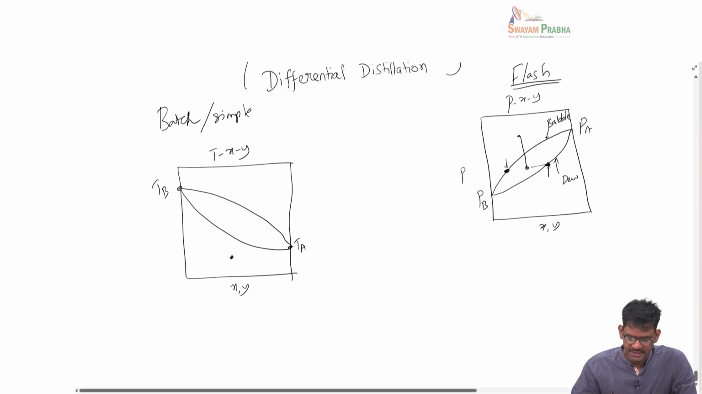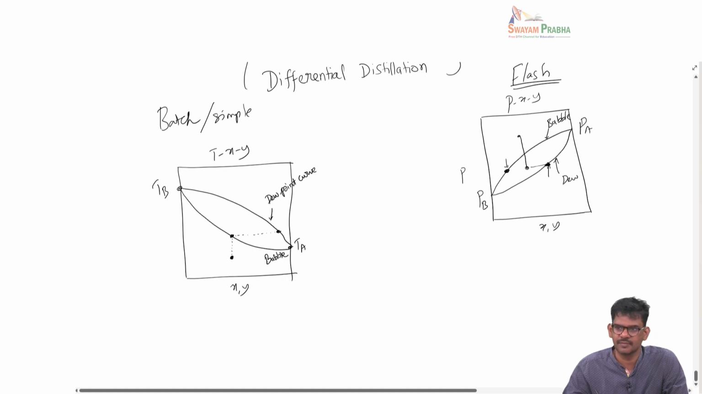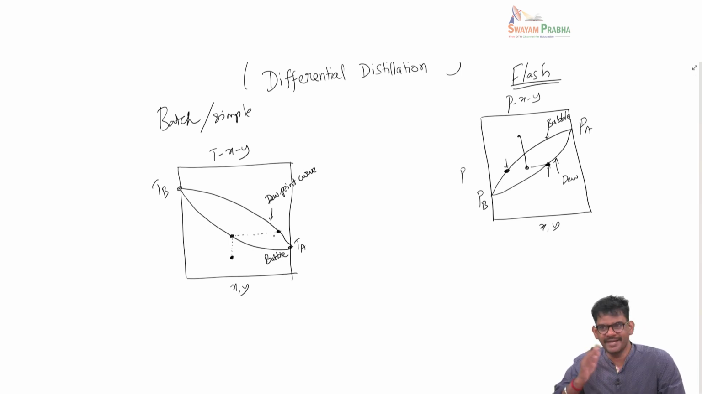So here the liquid starts here, and you heat it. You will reach the bubble point. This is the bubble point curve here, and this is the dew point curve. So we start with a binary liquid mixture. We are heating it, and then we will reach the bubble point. At this point, the first bubble will form, which will have a composition in the vapor phase corresponding to this dew point curve. Now imagine the moment this first bubble forms, I am taking it away, removing it from the system.